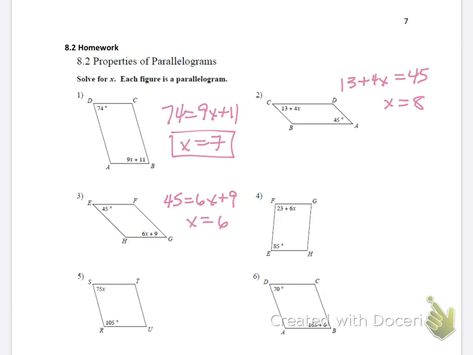Okay, these are not opposite angles. These are consecutive angles. Okay, consecutive angles, they sum to 180. So do not set them equal. Instead, add them together, and that will equal 180. So if you do that, you should be getting x is 12.